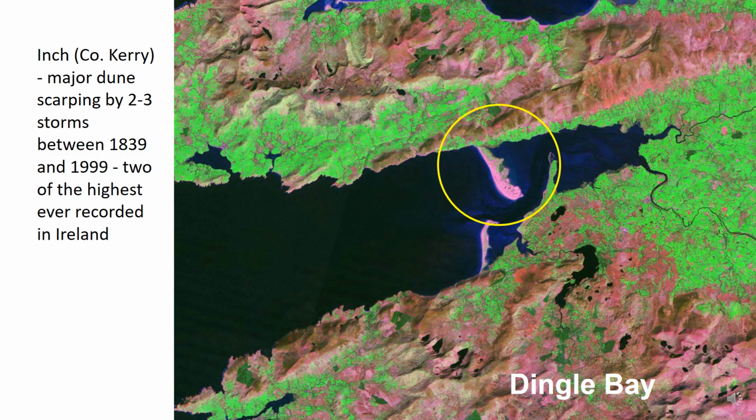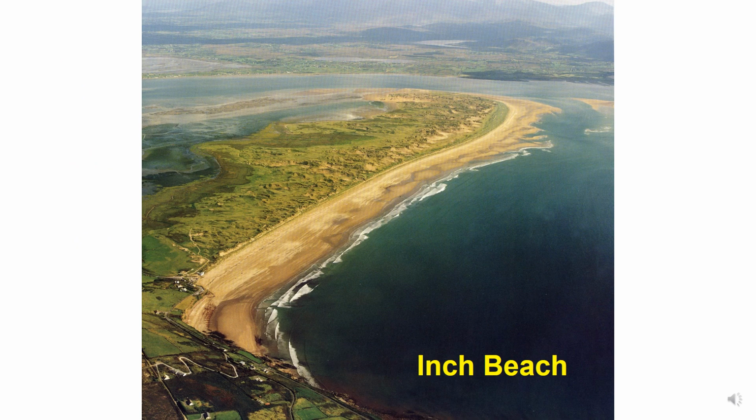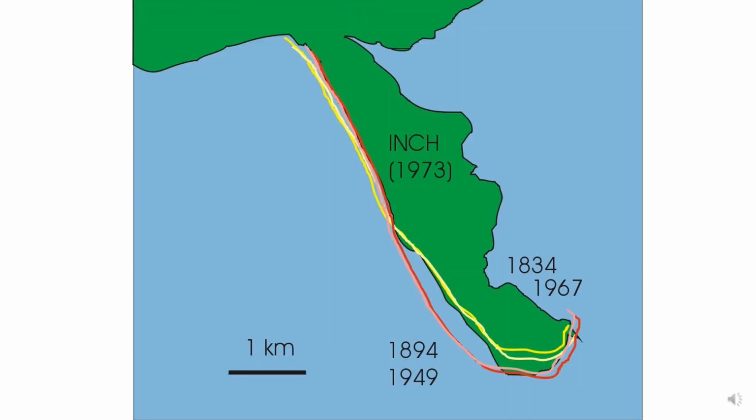Inch Spit is a major dune system, and it has been really scarred by two or three really large storms in recorded history. Between 1839 and 1999, we had two of the highest ever recorded in Ireland. When we look at this as a single big system, we're trying to look at how that dynamic coast has changed over time. Looking at aerial photography and old maps, we're able to look at shoreline positions and how they've changed throughout time, and where these storms have actually impacted and caused massive retreat.